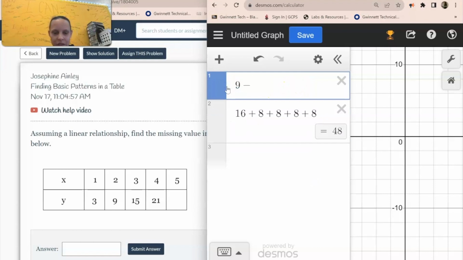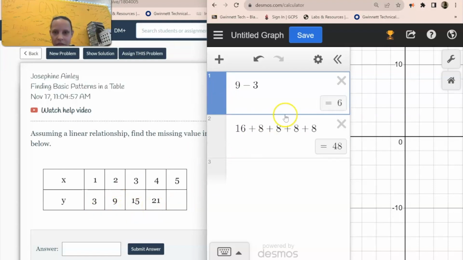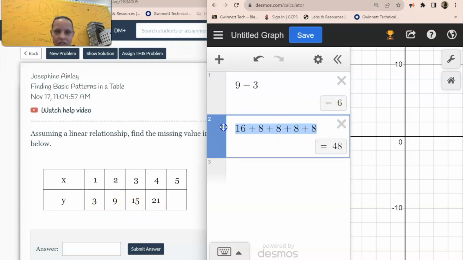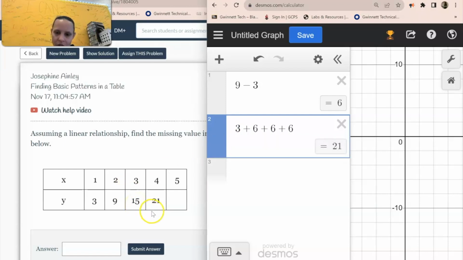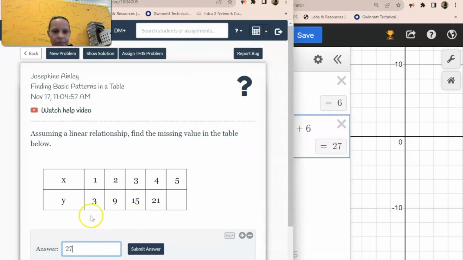So if I did 9, the second number minus the first number is 6. If I start off with the first number and I add that 6 to it, do I get the next number? I do. If I add it again, do I get 15? I do. If I add it again, do I get 21? I do. So to find it one more time is 27.